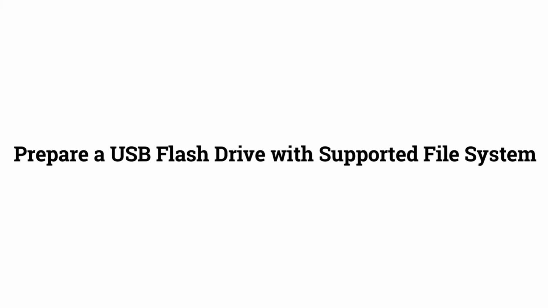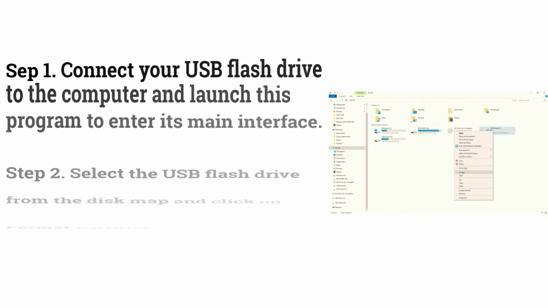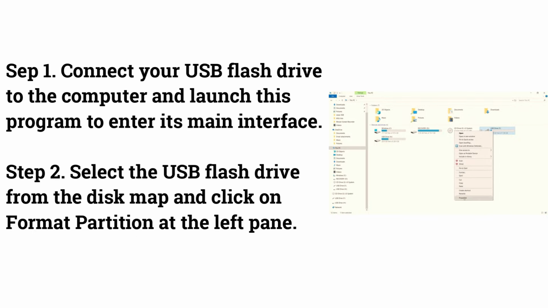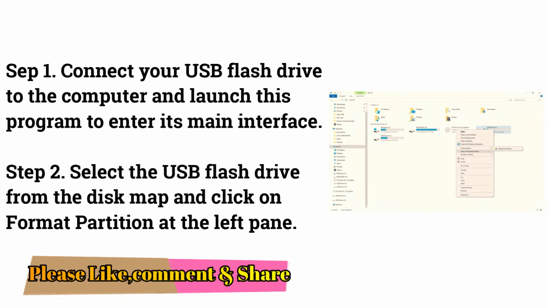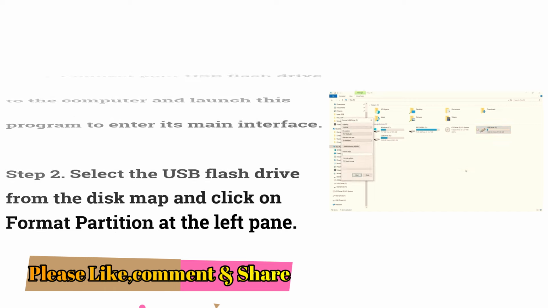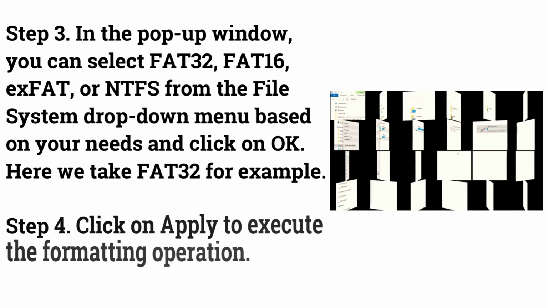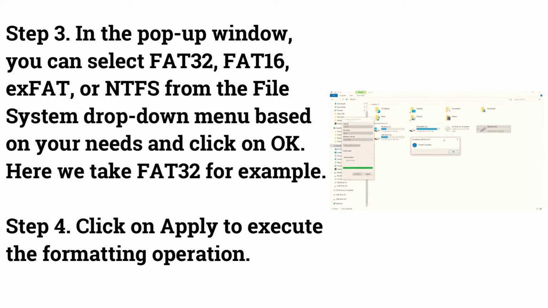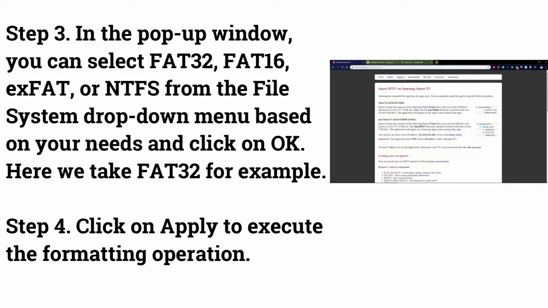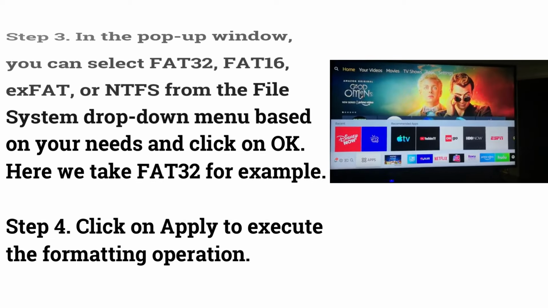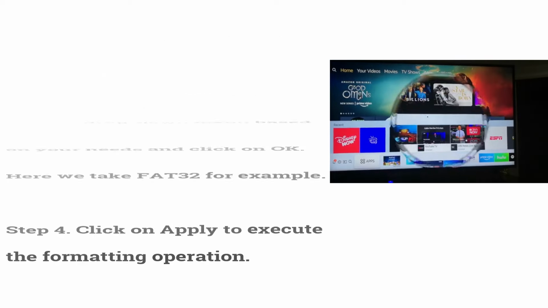Prepare a USB flash drive with a supported file system. Step 1. Connect your USB flash drive to the computer and launch this program to enter its main interface. Step 2. Select the USB flash drive from the disk map and click on Format Partition at the left pane. Step 3. In the pop-up window, you can select FAT32, FAT16, exFAT, or NTFS from the File System drop-down menu based on your needs and click on OK. Here we take FAT32 for example. Step 4. Click on Apply to execute the formatting operation.